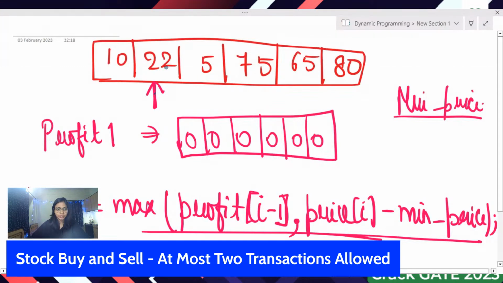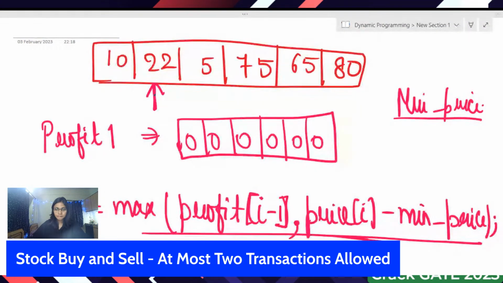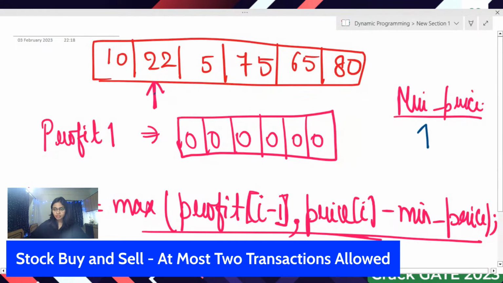We start the iteration from 22. So what is the minimum price till now? Minimum price is initialized with the value 10 initially. I have started my iteration and the value of I is 2 currently. So out of 10 and 22, what is the minimum? 10 is still the minimum, so basically the minimum price remains the same.